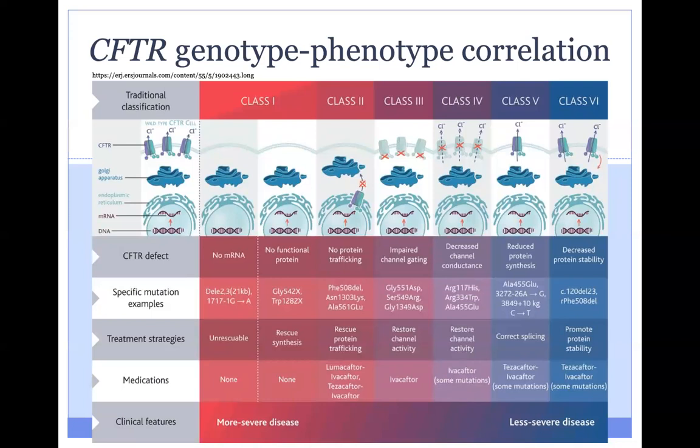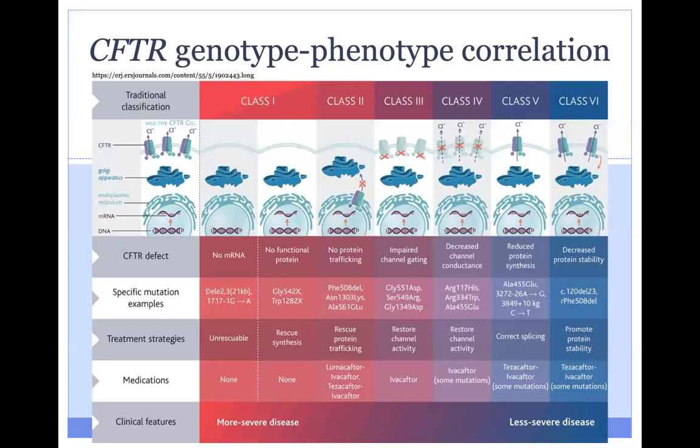Next, I just wanted to mention the association between the CFTR genotype and phenotype. So broadly speaking, the variants in CFTR are divided into 6 classes, which you can see here along the top. Each of those classes corresponds to a particular type of mistake or functional error that's present in the CFTR gene and protein. So for example, in class 1, you're essentially not producing any protein, either because you don't have mRNA or you don't have a functional protein.